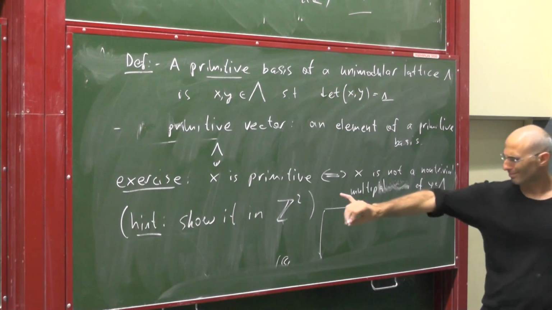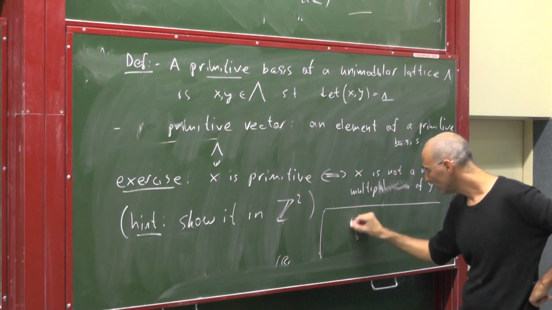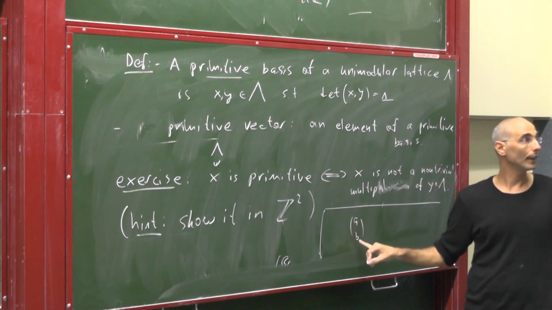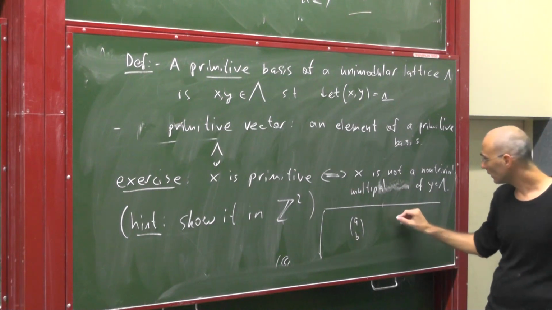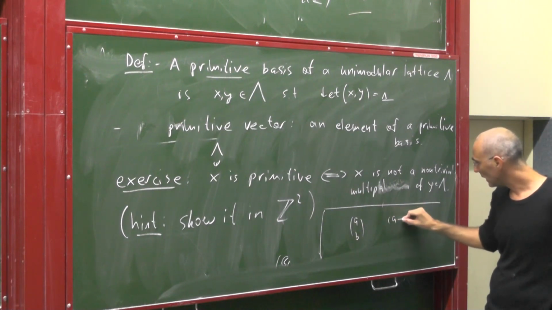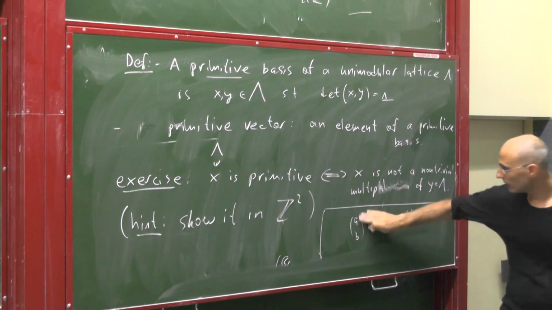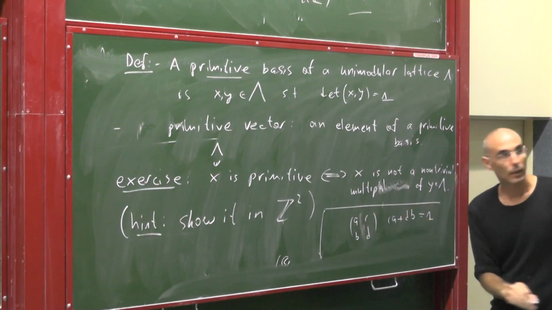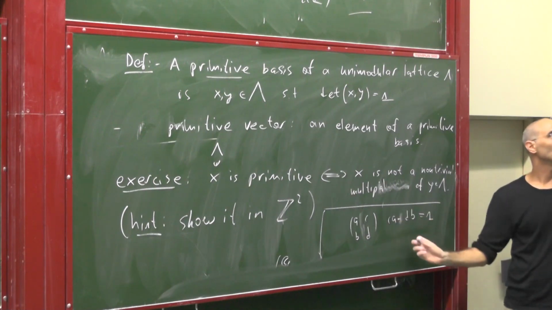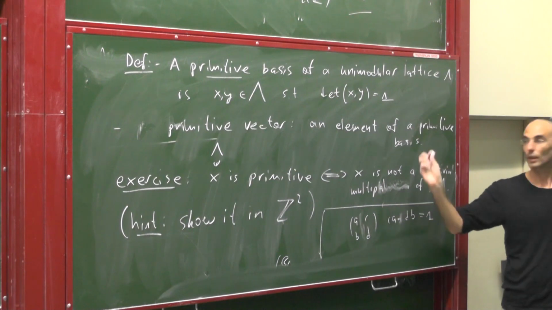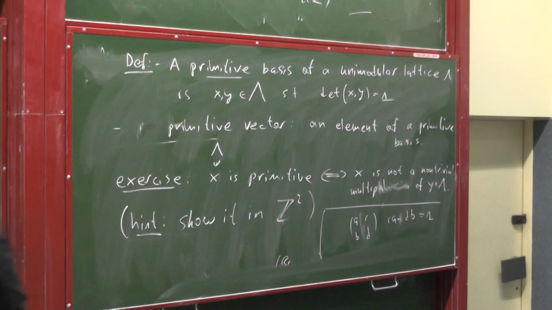So maybe just one remark about it. For a, b, the GCD of a and b is 1 if and only if I can find c and d such that ca plus db is 1, right? And this c, d could appear here and complete it. I mean, this is too much of a hint, everything.